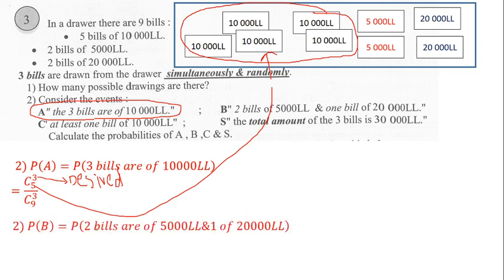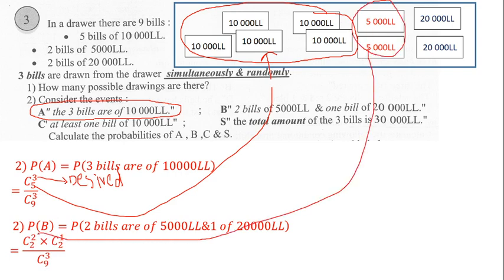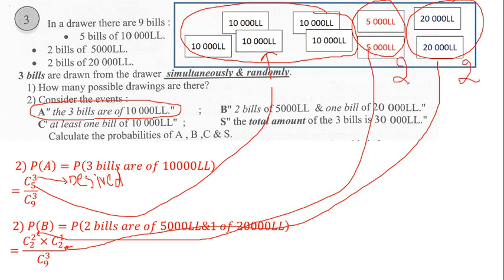Now, probability of the event B, there is 1 bill of 20, and also there are 2 bills of 5,000. We have 2 bills of 20. Choose 1. The desired is 1. And we have 2 bills of 5,000 and we need 2. So choose them all. So you have 2 out of 2 because you have 2 and you need 2. And you need 1 out of these 20. So choose 1 out of 20. But we don't write here 20,000, we write 2, because we have 2 here, and we have 5. So you need 2 of 2 and 1 of 2. In event A, you need 3 of the 10,000, and we have 5 bills of the 10,000.